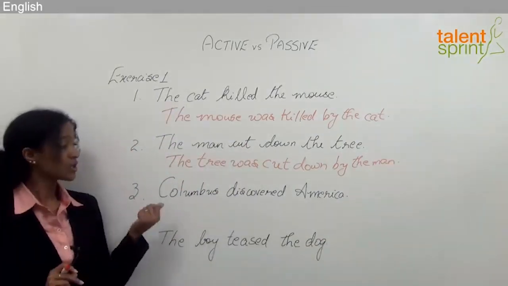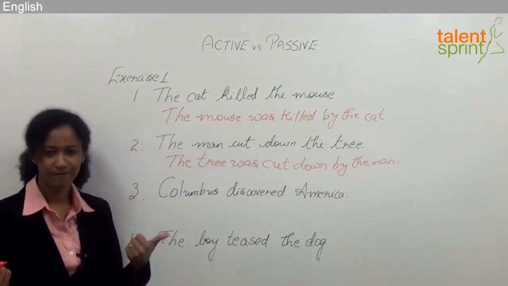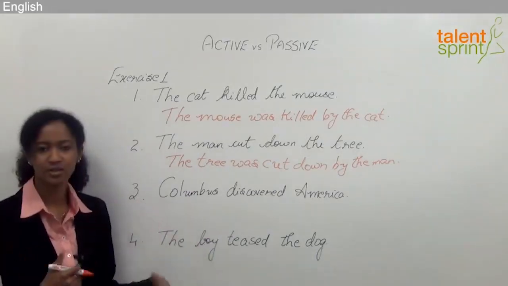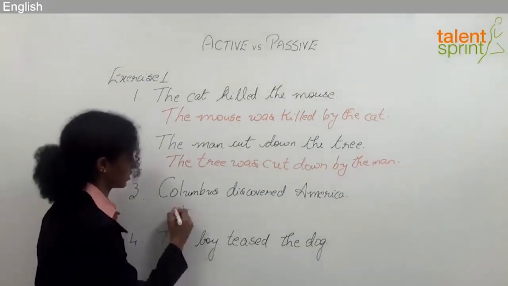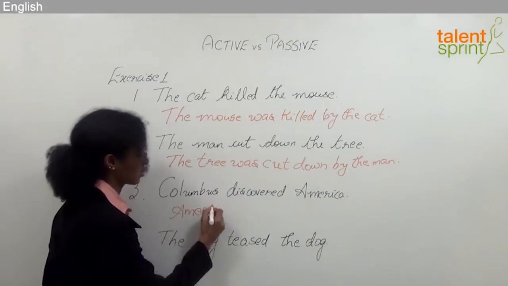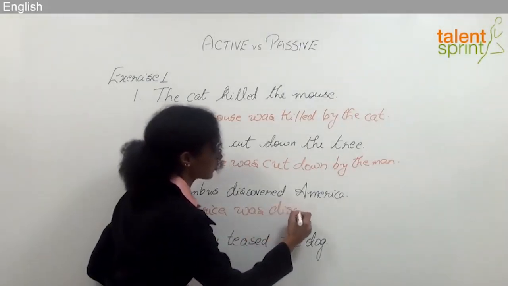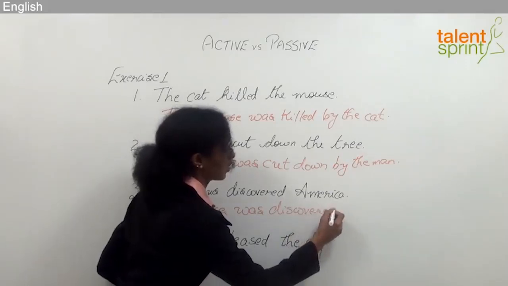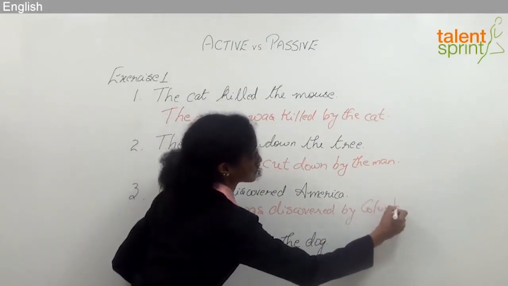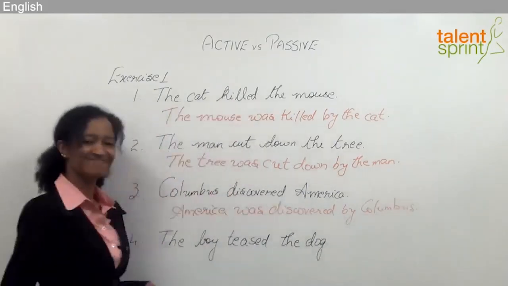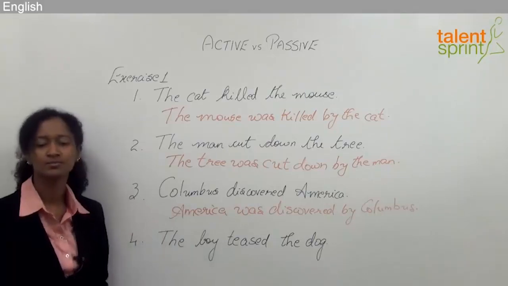The third one, Columbus discovered America. Subject, focus, Columbus here, active. Passive, the discovery itself. So, America was discovered by Columbus. Okay. The last one. The boy teased the dog.